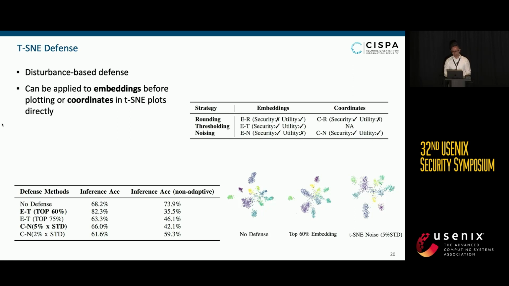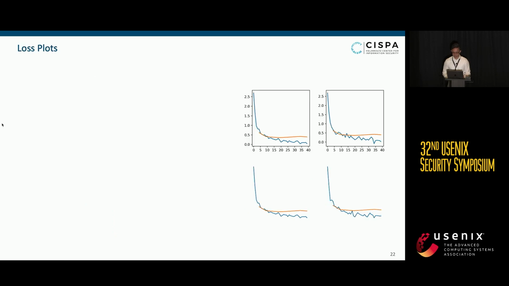And we find the most effective defense methods are embedding thresholding and adding noise to the coordinates, which both decrease the attack performance while preserving the plot's characteristics. However, if we consider an adaptive attacker who is aware of these defenses and trains the attack model with the disturbed plots, the defenses will unfortunately be rendered ineffective. So that's our results on t-SNE.